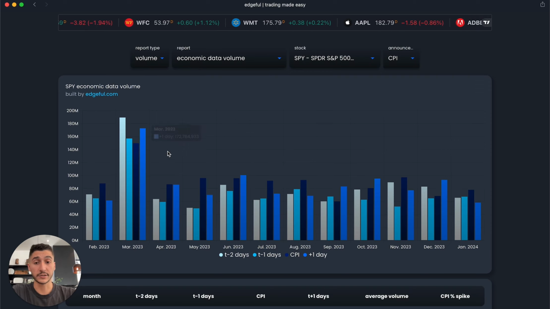I'll just address this right here. This is actually when Silicon Valley Bank failed in March of 2023, so just ignore that because it's an anomaly. This is why the volume was so high that week. But across the board, you can see that typically the day of CPI is the highest. Some days obviously are not. Some days have higher volume after. But typically the day of CPI, this darkest blue line, has the highest volume.